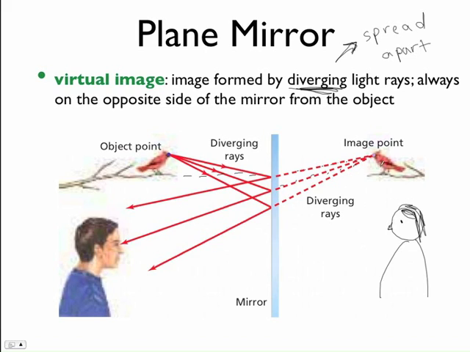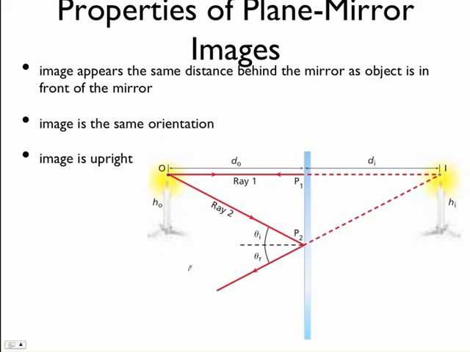it creates a virtual image. And this is not a real image. It's not on the real life side. It's a virtual image, okay? And it's formed by diverging light rays. You can see these rays. They're not coming together. They're diverging.